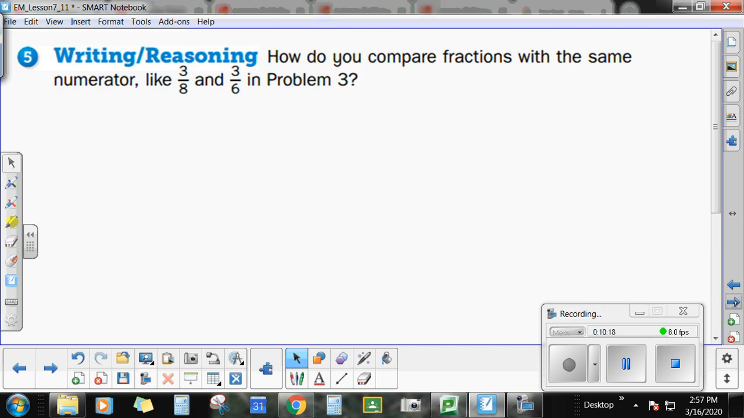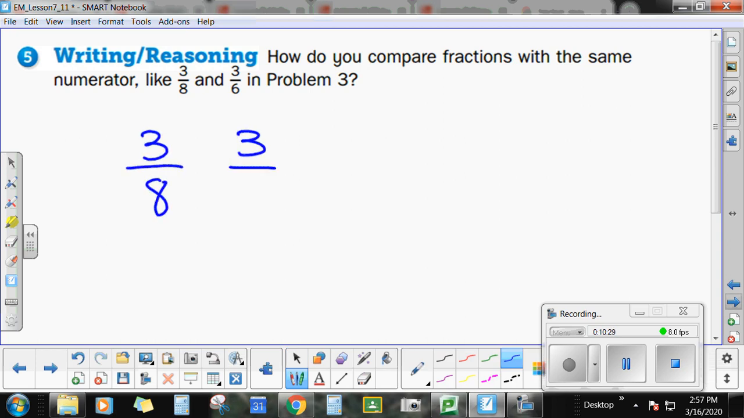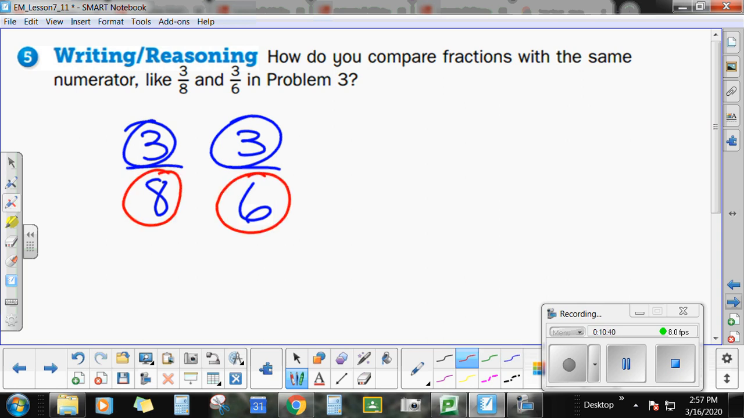All right, how do you compare fractions with the same numerator, like 3/8 and 3/6? And we kind of talked about that when we did that in problem 3. We talked about how the numerators are the same, okay? And we know the rule that when the numerators are the same, we can look at the denominators, okay? The bigger the denominator, the smaller the slice. And so you can just write in words what you know about when the numerators are the same, look at the denominators. The bigger the denominator, the smaller the slice. That goes back several lessons ago that we worked on.